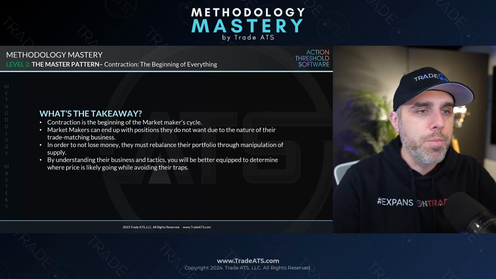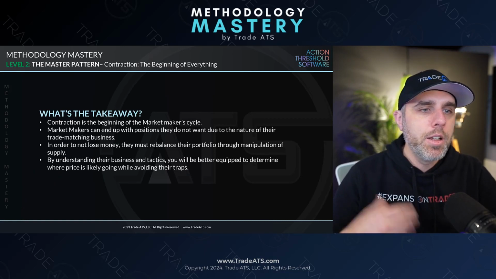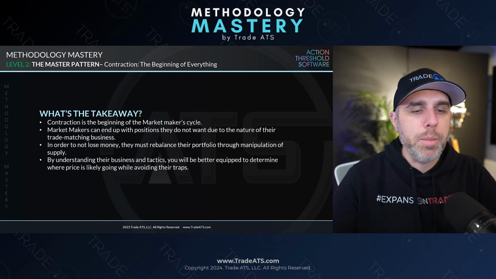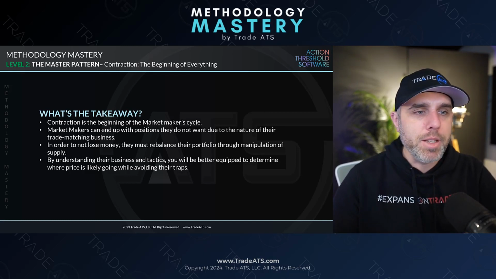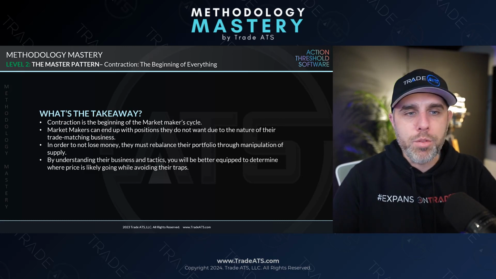So what's the takeaway from this lesson? Contraction is the beginning of the market maker cycle, the three market phases. Market makers can end up with positions that they do not want due to the nature of their trade matching business. In order to not lose money, they must rebalance their portfolio through manipulation of supply.